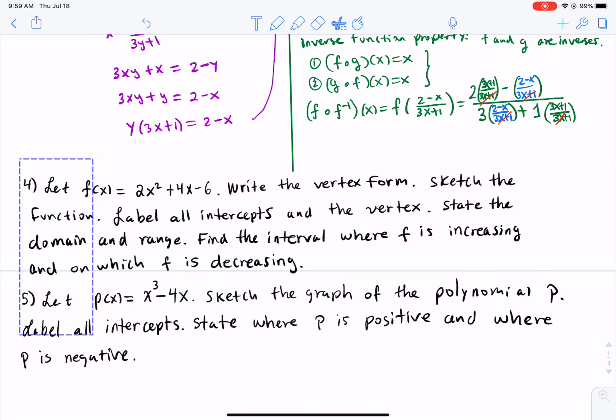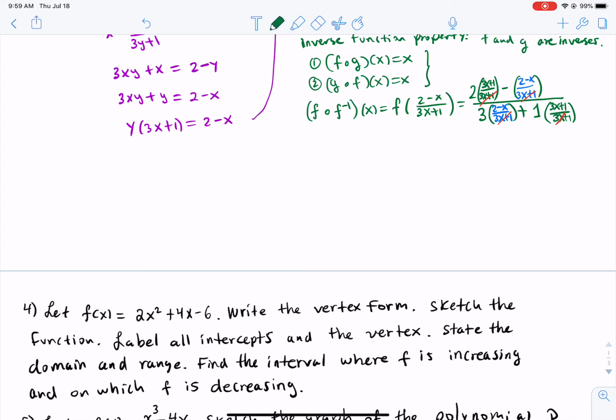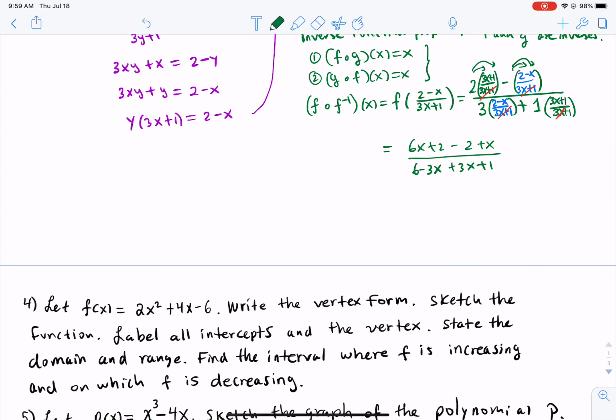So on the numerator, we're going to distribute out the 2, so we're going to get 6x plus 2 minus 2 plus x, because we are distributing out the 2 here, and we are distributing out the negative there. And on the bottom, what are we going to get when we distribute out the 3? 6x plus 3x plus 1. What do we get on the numerator? The 2's cancel out, so we get 7x. And on the bottom, the 3x cancels out, so we get 7. Does the 7 cancel out?